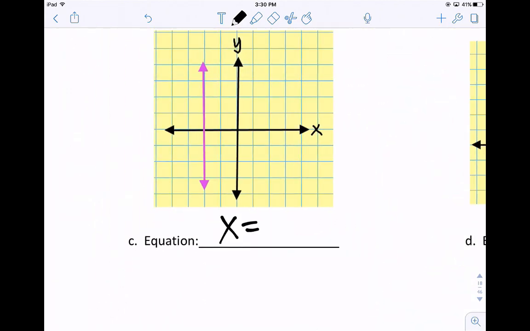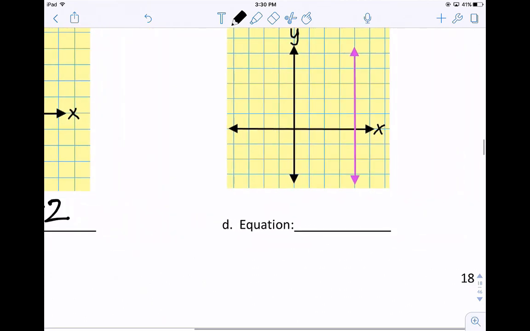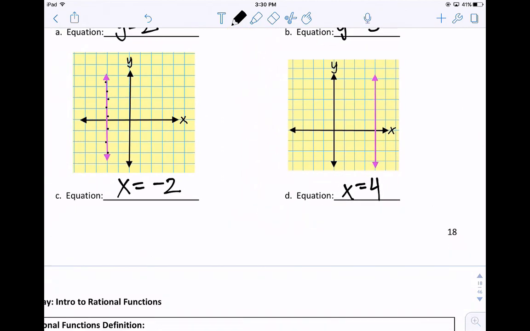When you have a vertical line, these are x equals lines. So all along this pink line, x equals negative 2. No matter what the y value is, x is negative 2 all along that line. And for this right here, x is 4. All along this vertical line, x would have a value of 4.